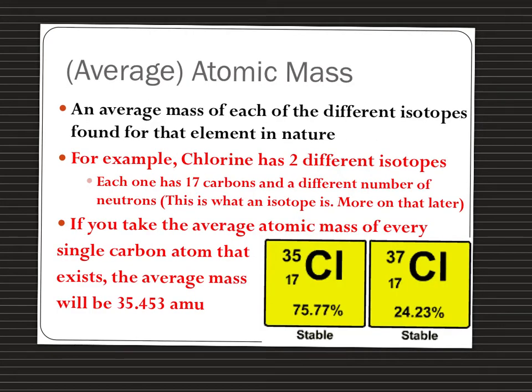Okay, so the average atomic mass, before we get this number, it's an average mass of each of the different isotopes found for that element in nature. For example, chlorine has two different isotopes.